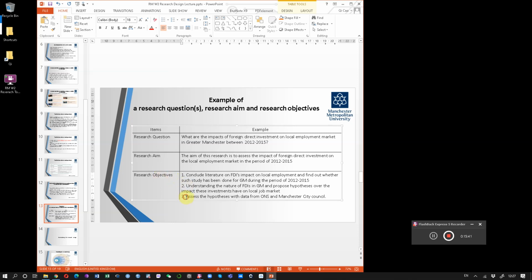And thirdly, we will assess the hypotheses with data from the Office for National Statistics and Manchester City Council. So the third objective is to assess our hypotheses with the data from these two sources of information. So hopefully that gives you an idea of the difference between research question, research aim, and research objectives.